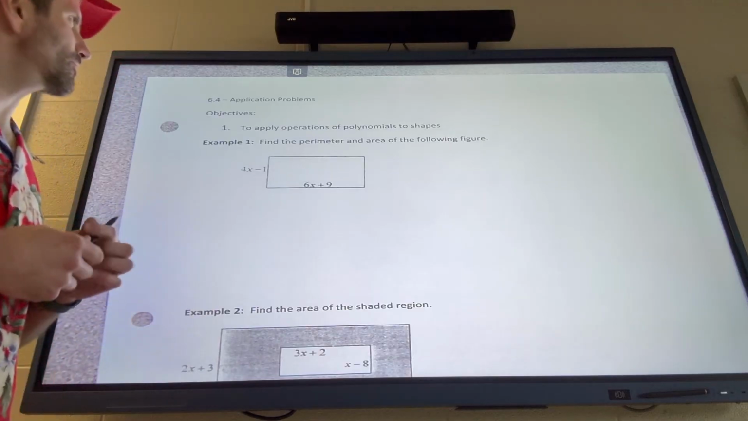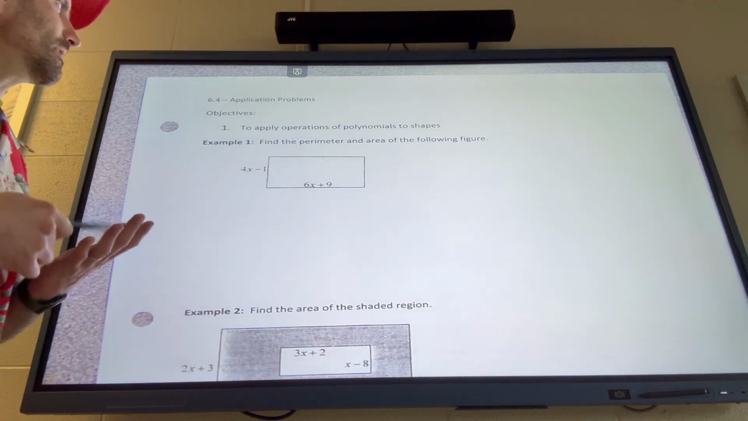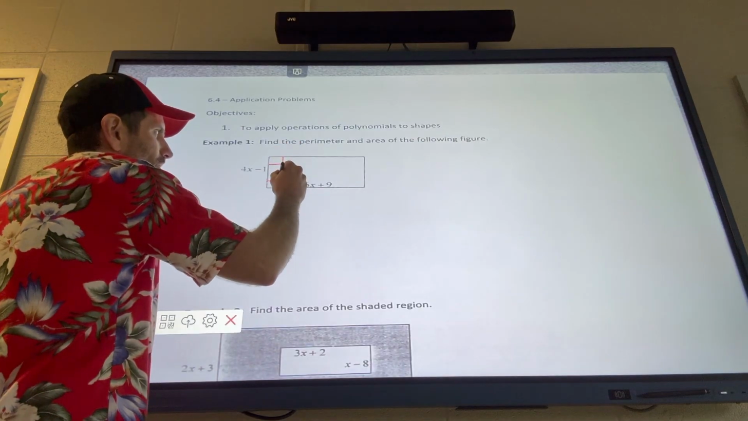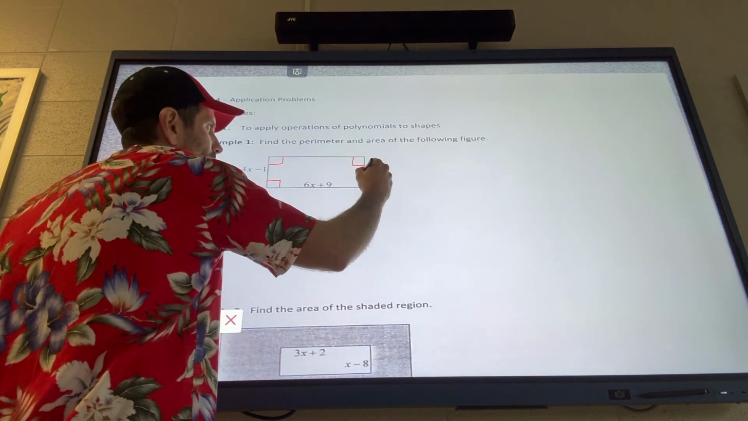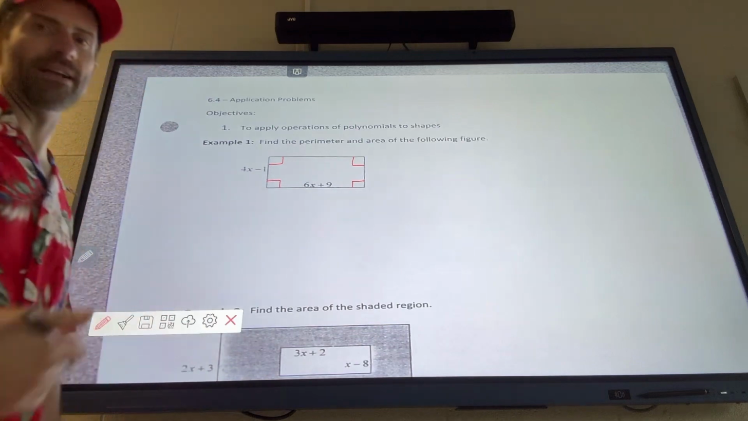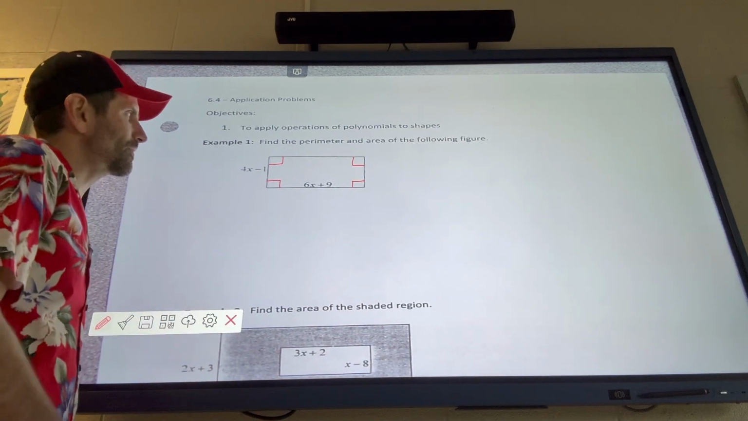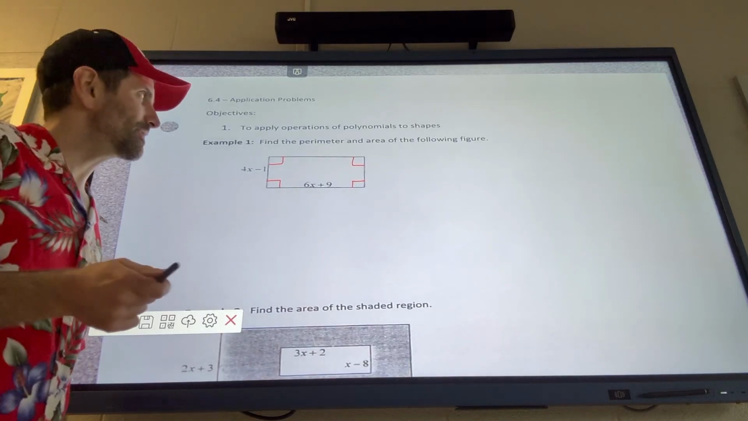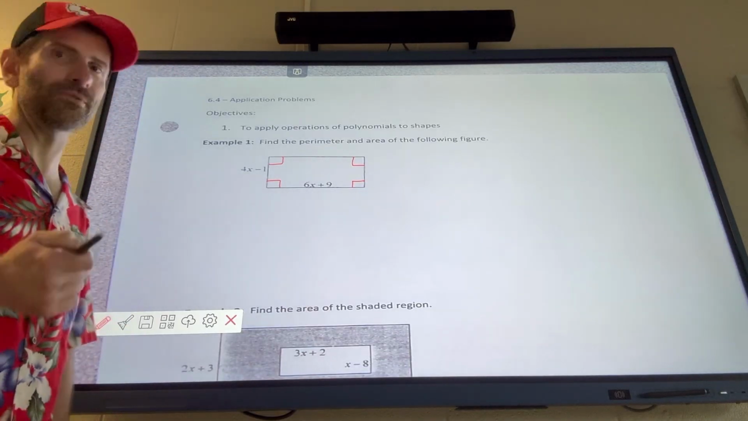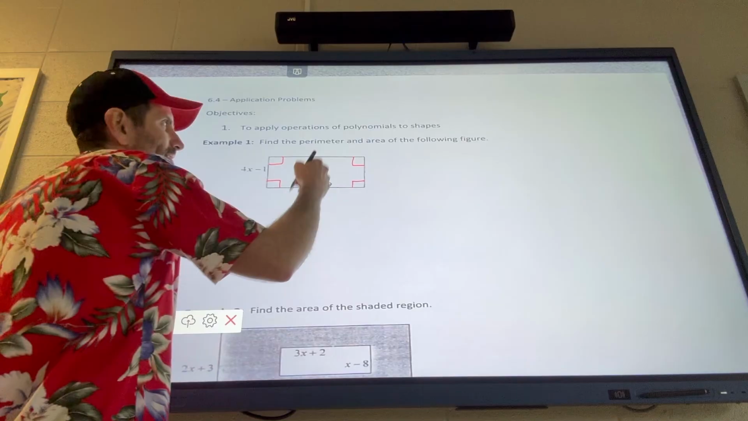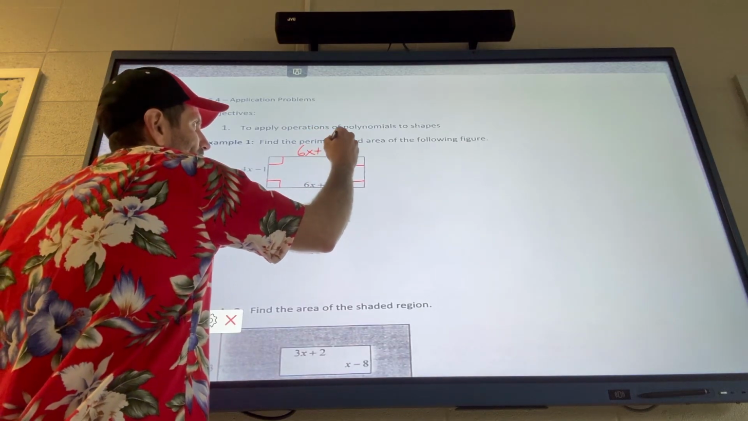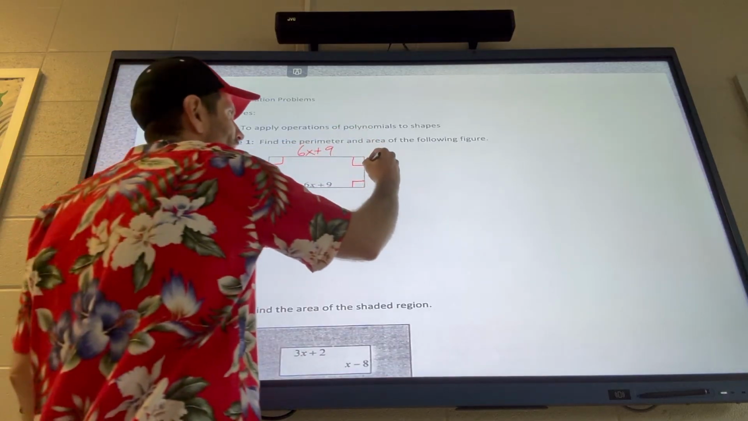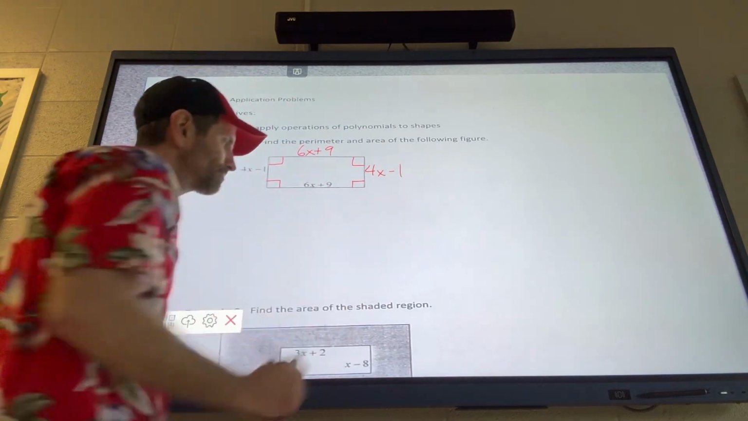But first things first, what we need to do is add some right angles into this shape, because it is in fact a rectangle. Rectangles are equiangular, and something else we know about rectangles is opposite sides are congruent. So if this is 6x plus 9, we could write this as 6x plus 9 as well. And if that's 4x minus 1, the opposite side is 4x minus 1 as well.